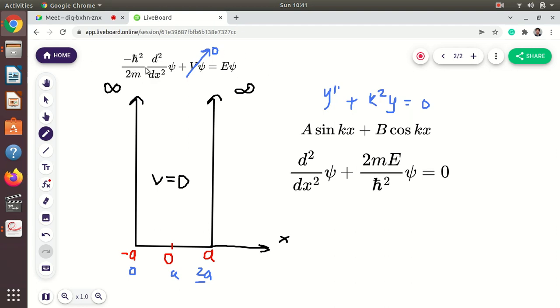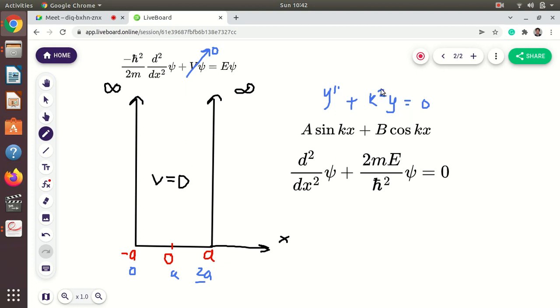So here it will be 0. So ħ²/2m d²ψ/dx² + Eψ = 0. I am multiplying by 2m/ħ², so here it will get cancelled, and here it will be 2mE/ħ². So this is nothing but the differential equation we have to solve.